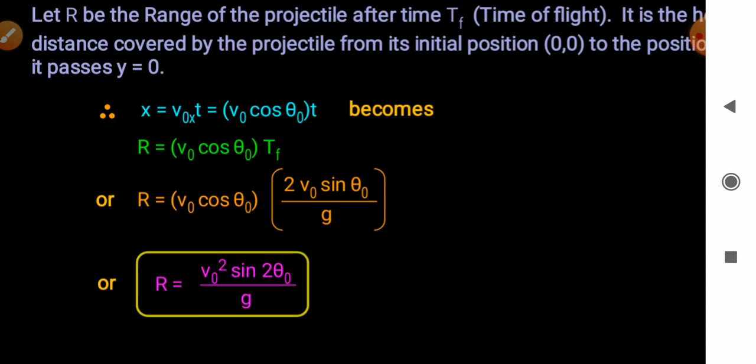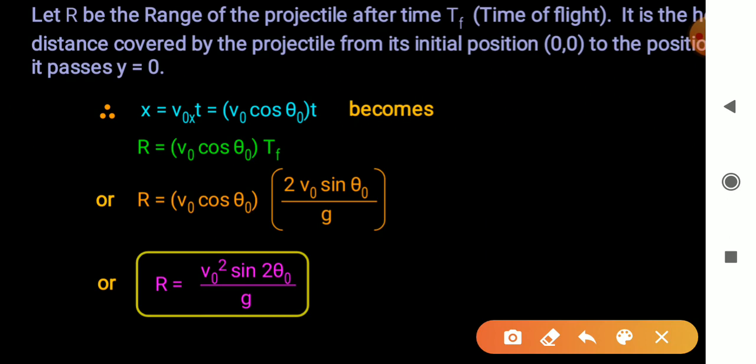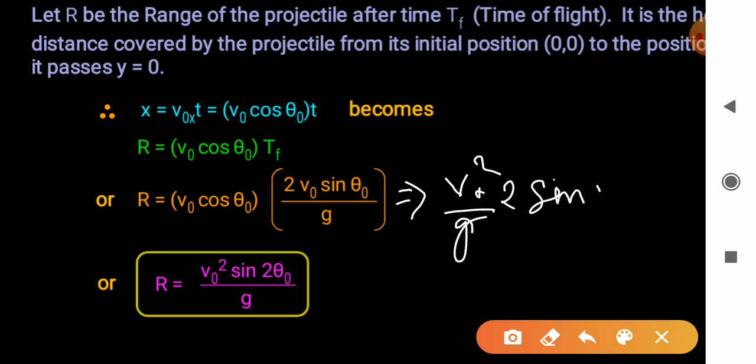And on solving this equation, we can write v naught square upon g and 2 sin theta into cos theta, and the value of 2 sin theta into cos theta is sin 2 theta. So this equation becomes R equal to v naught squared sin 2 theta upon g.